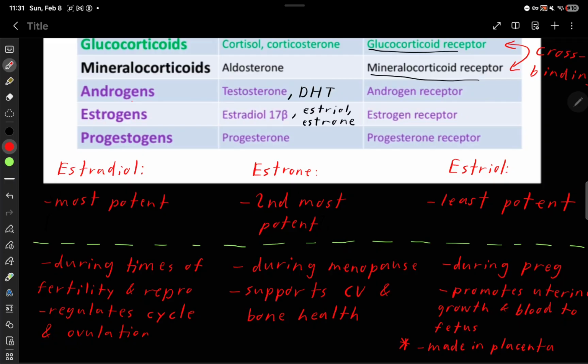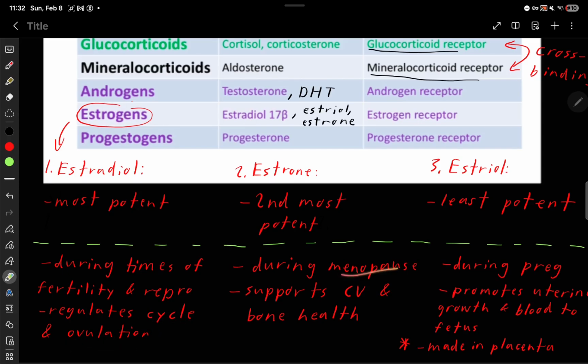Okay, so now let's talk about estrogens. So we mentioned that under estrogens we got estradiol, estrone, and estriol. And between all of these, estradiol is definitely the most potent, followed by estrone and then estriol. And each of these are relevant during different stages of female sexual and reproductive life. So during times of fertility and reproduction, estradiol is the most prominent, regulating a woman's menstrual cycle as well as ovulation.